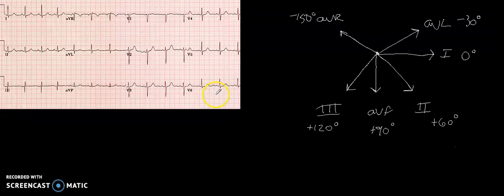In order to determine cardiac axis, we've got a couple of rules that we need to follow. And the first rule is, one here, and that is ignore leads V1 to V6. Okay, so we're not even going to consider these when we're trying to interpret somebody's cardiac axis.